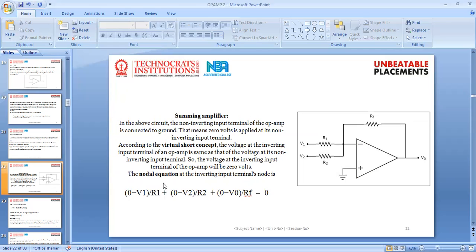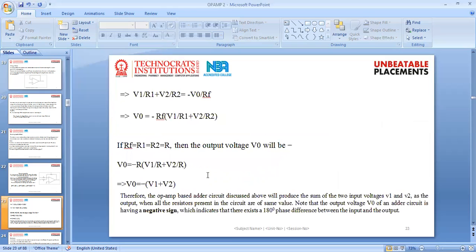Where nodal equation applies: (0 minus V1) upon R1 plus (0 minus V2) upon R2 plus (0 minus V0) upon RF equal to 0. That gives V0 equal to minus RF into (V1 upon R1 plus V2 upon R2). If RF equal to R1 equal to R2 equal to R, then the output voltage V0 equal to minus R into (V1 upon R plus V2 upon R). That is V0 equal to minus of (V1 plus V2). This one is the summing output of the adder.